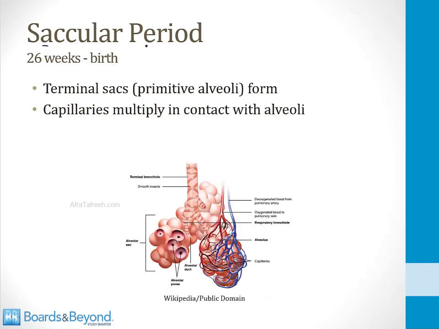The next phase is the saccular period. This occurs between 26 weeks of gestation and birth. During this period, the terminal sacs, which are primitive alveoli, begin to form. In addition, capillaries start to multiply in contact with the alveoli, so this is really preparing the baby for birth and preparing the lungs to be able to perform gas exchange.